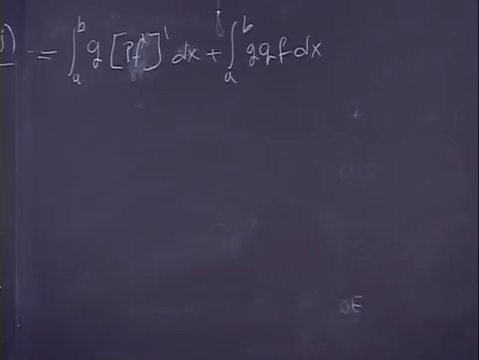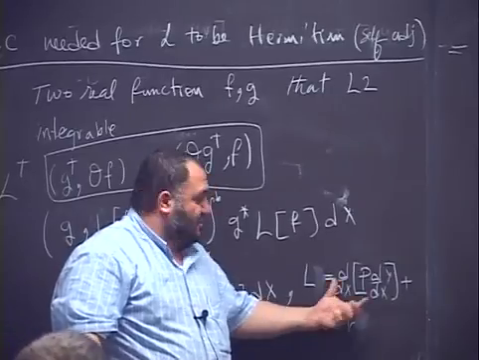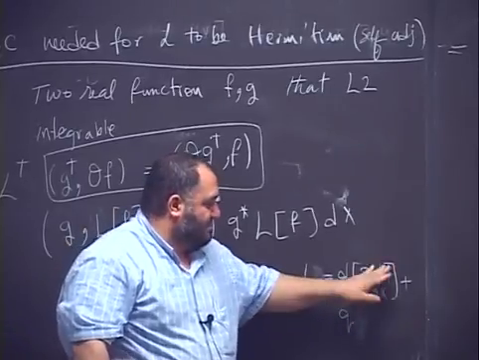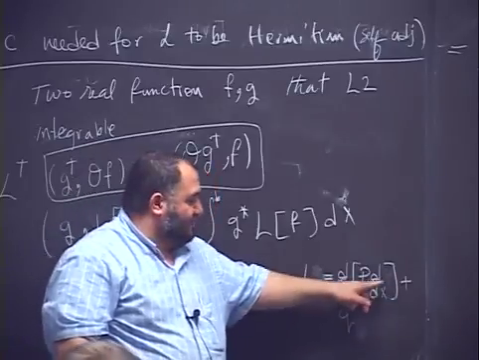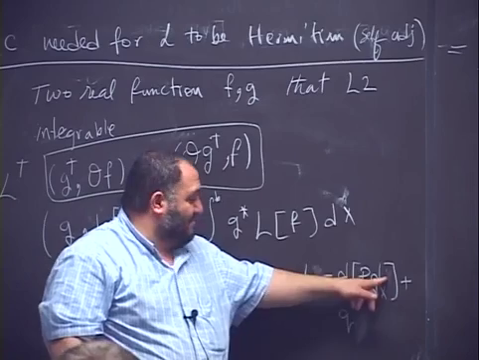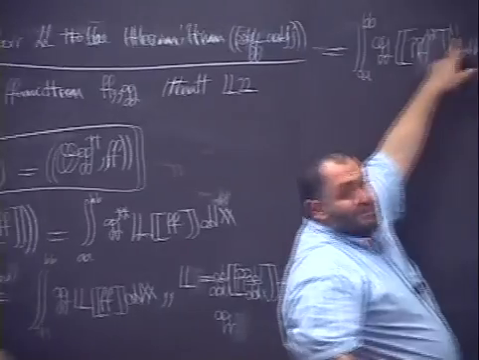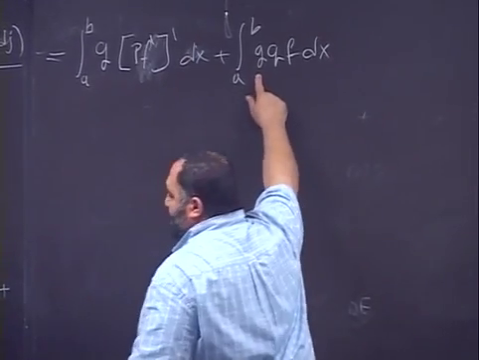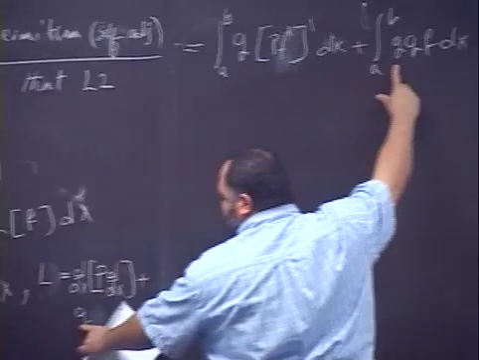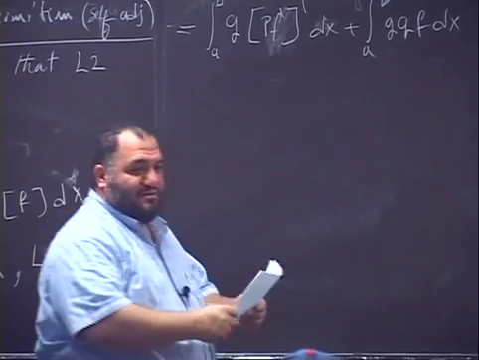What I did here is the operator L is just the derivative of P multiplied by d by dx for F. Yes? d by dx for F is F prime, and d by dx for this bracket is the prime here. And this is what I put here. Okay, guys? Plus G is G. And then the second term was Q multiplied by F. Okay, guys?